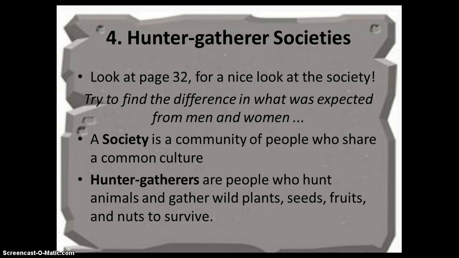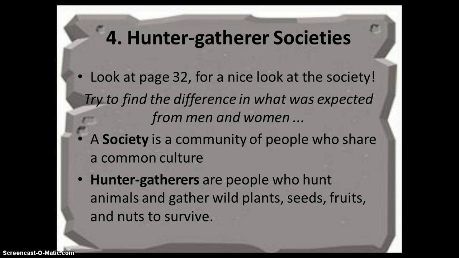Then our last part is about the hunter-gatherer society. On page 32 you can see a very nice drawing about hunter-gatherers' life, and they're talking about hunting and art and tools, fire, and even gathering. But before we continue talking about this, you need to know the difference between different societies. So what is actually a society? A society is a community of people who share a common culture.